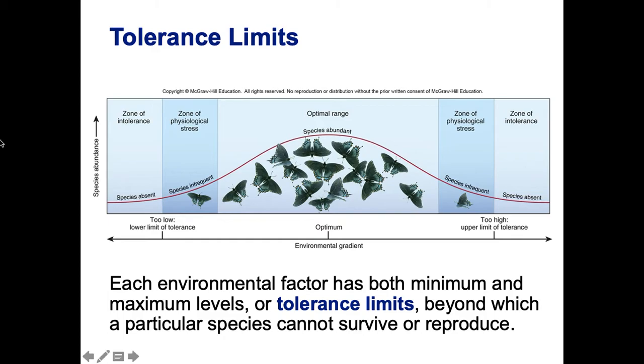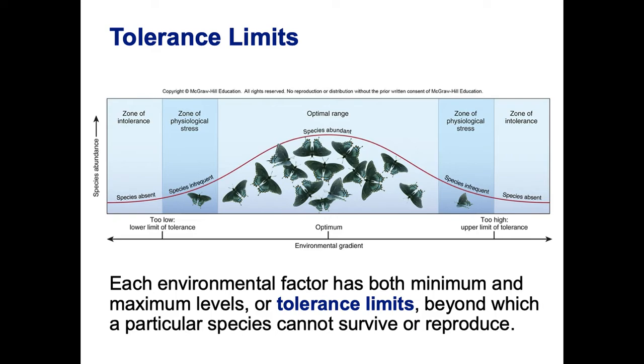So some examples of this, different environmental gradients. Things like temperature is an easy one to think about. There are some places that are simply too hot for a species and some places that are simply too cold. And there's an optimal range of temperature that the species is going to need. pH is the same way. We could also think about moisture.